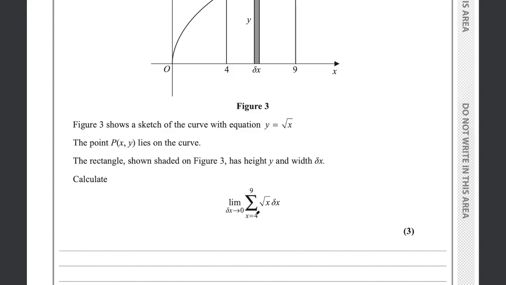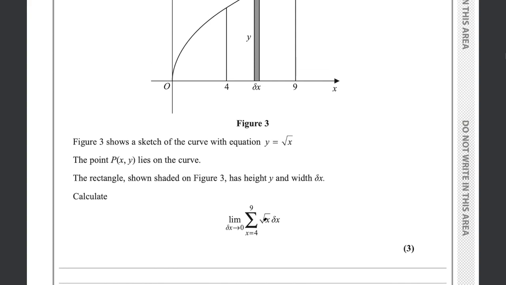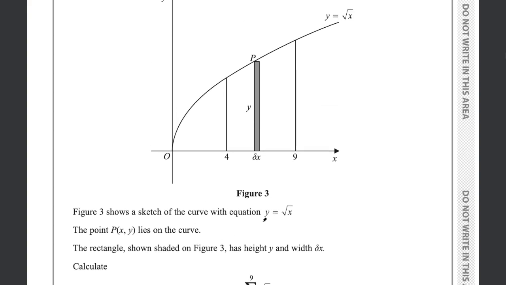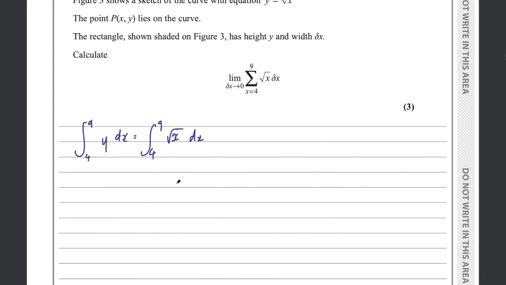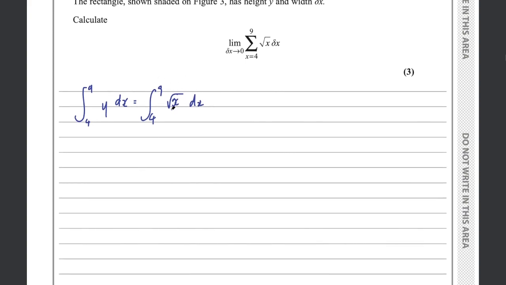So try not to get bamboozled by this notation here, or you might have seen this before and you know exactly what it's talking about. Anyways, we're looking for this integral from 4 to 9, and let's go ahead and write that down. So the integral from 4 to 9 of y with respect to x is going to be the integral from 4 to 9 of root x dx, and then we need to integrate root x.